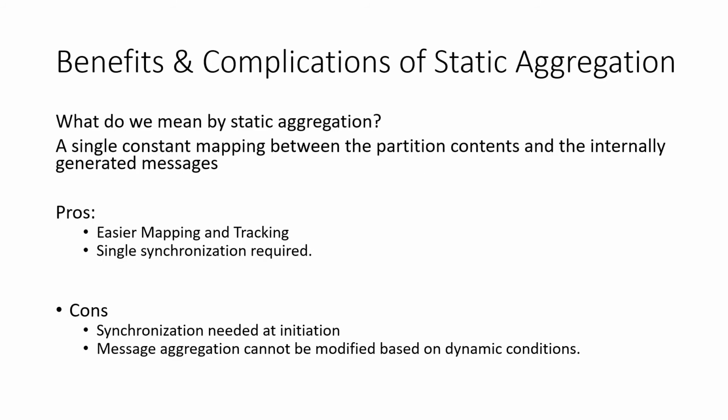So we have a basic static aggregation setup. What I mean by static aggregation is we have a single consistent mapping in between partition contents and the internally generated messages. We do this by calculating the offset of each partition and deciding which message it will be sent inside. This is very simple and allows for easy tracking of which partitions are complete and which messages are ready to be sent, and requires only a single synchronization at the start.